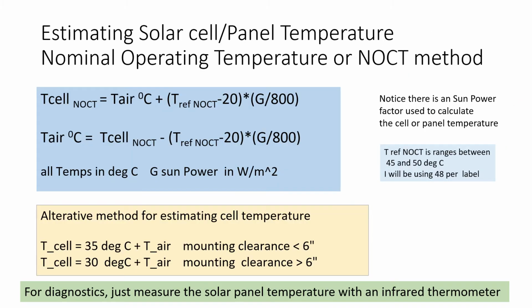Next slide. I'm going to flash this up here. There's an alternative method for calculating the solar panel temperature based on clearance. I don't know how good this estimate is. If you're diagnosing a solar panel, just measure it. That's the best answer you're ever going to get. These are the NOC air to panel temperature, cell temperature. All right, and I'm going to leave that.